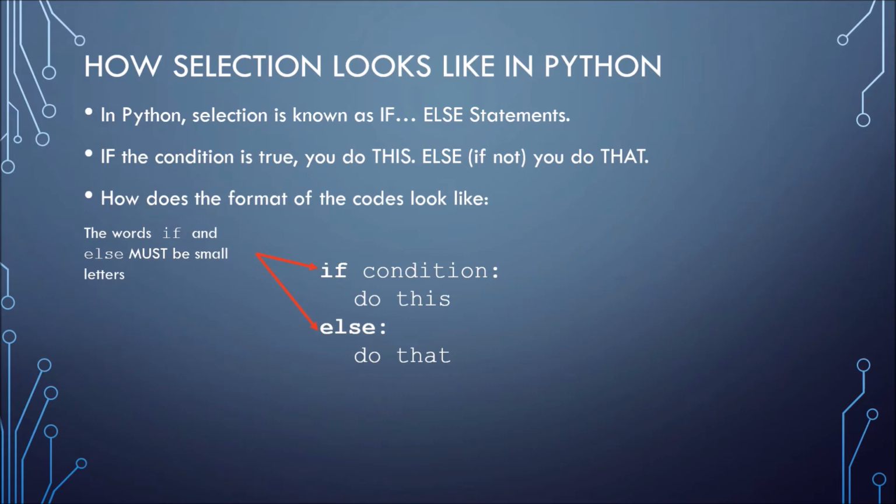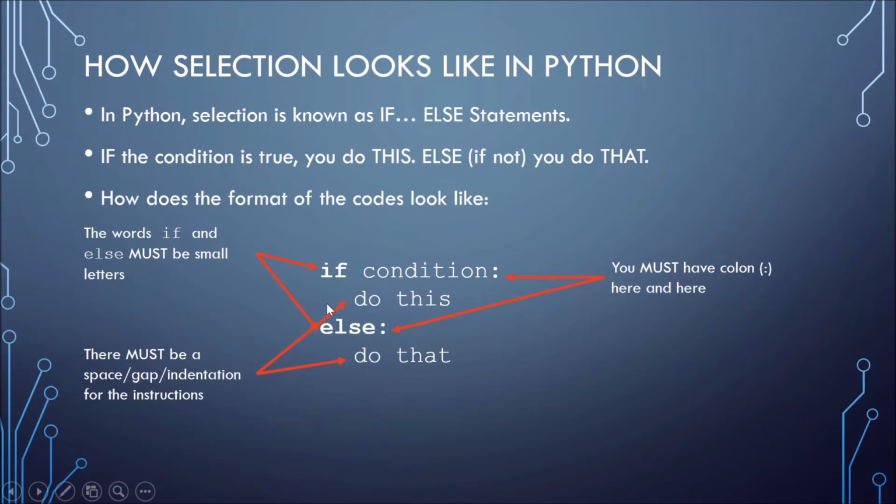Now, there is a rule for how you write your if-else statement. Number one, your if and else must be in small letters. At the end of each line, there must be a colon, and there must be a space or an indentation to each set of instructions.